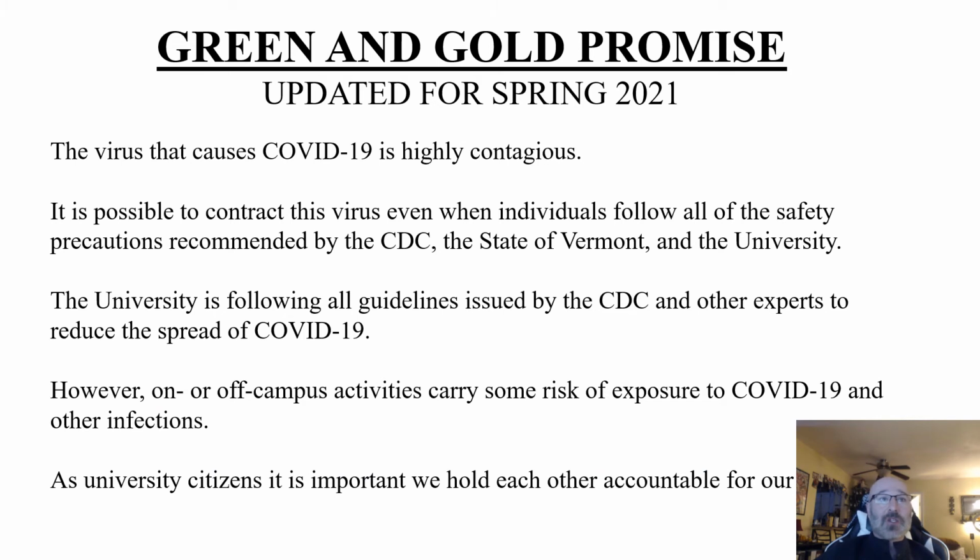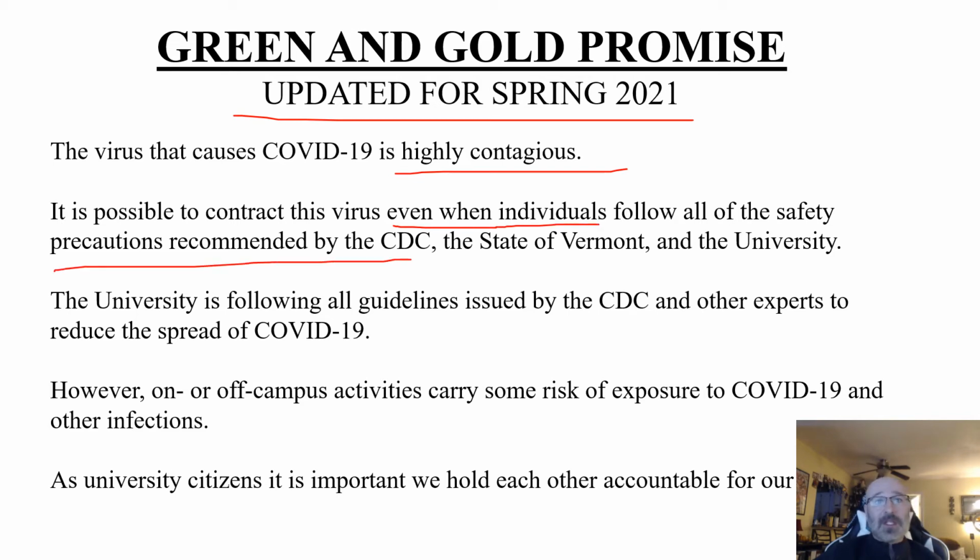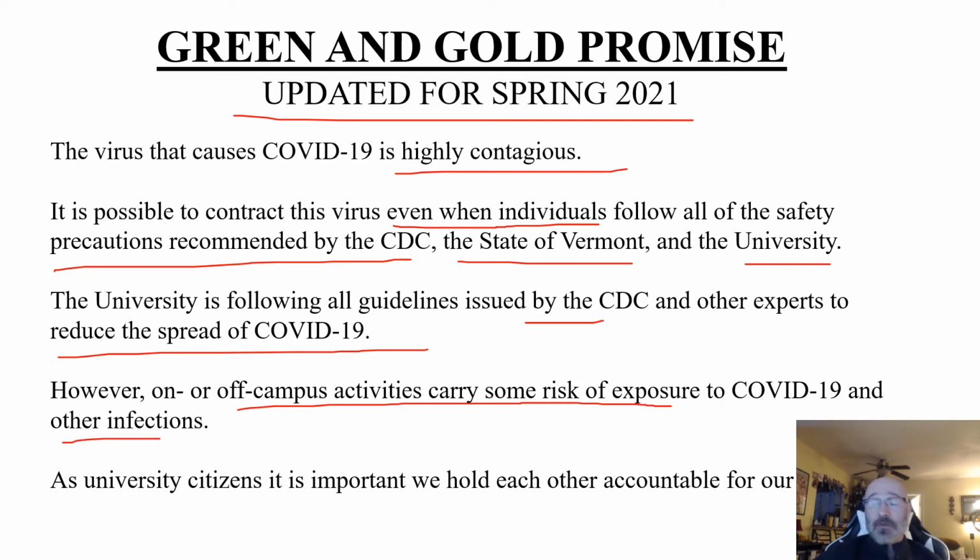UVM has issued some updates for the spring 2021 semester for the Golden Green Promise. Just a couple things to highlight. The virus is highly contagious. It's possible to contract the virus even when individuals follow all the safety precautions recommended by the CDC, the state, and the university. The university is following all guidelines issued by the CDC and other experts to reduce the spread of COVID-19. However, on and off campus activities carry risk of exposure to COVID-19 and other infections. As university citizens, it's important that we hold each other accountable for our actions. So this is just the update that UVM has issued for the COVID-19 Golden Green Promise.